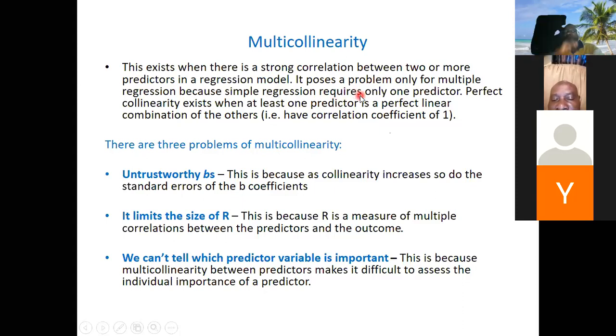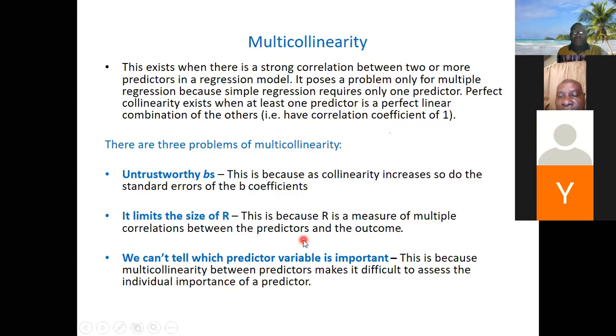It poses a problem only for multiple regression, because simple regression requires only one predictor. Perfect collinearity exists when at least one predictor is a perfect linear combination of the others. In what we are going to do, maybe we encounter one or two when we run, because we have a lot of data sets for this.